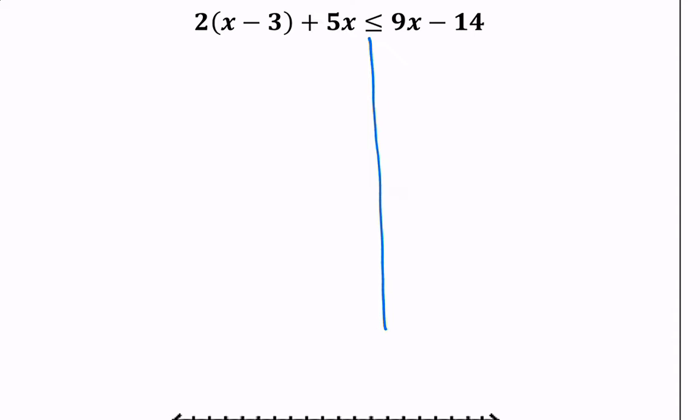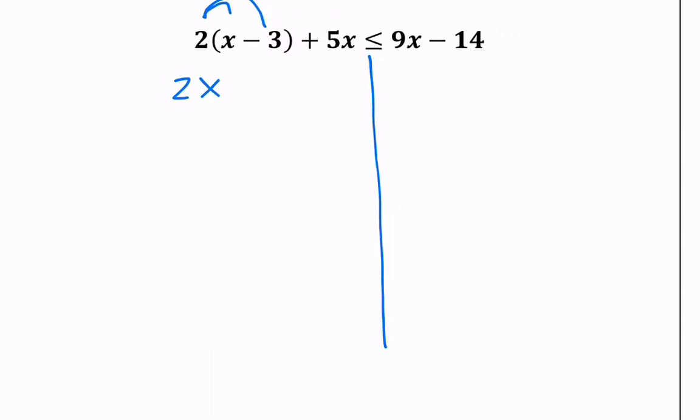So 2 times x is 2x. Then I'm going to take that 2 and multiply it by -3. 2 times -3 is a -6, so minus 6. This is plus 5x, which is not in the parentheses, so it's just going to drop down. All right, my sign drops down, and the right-hand stuff will drop down.